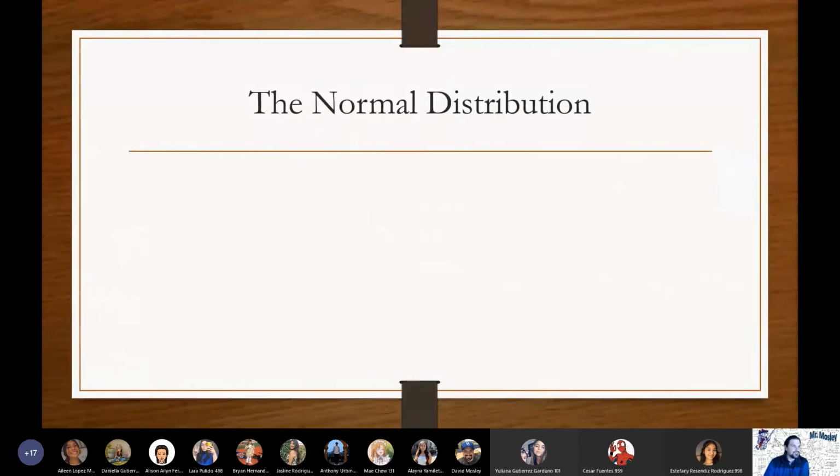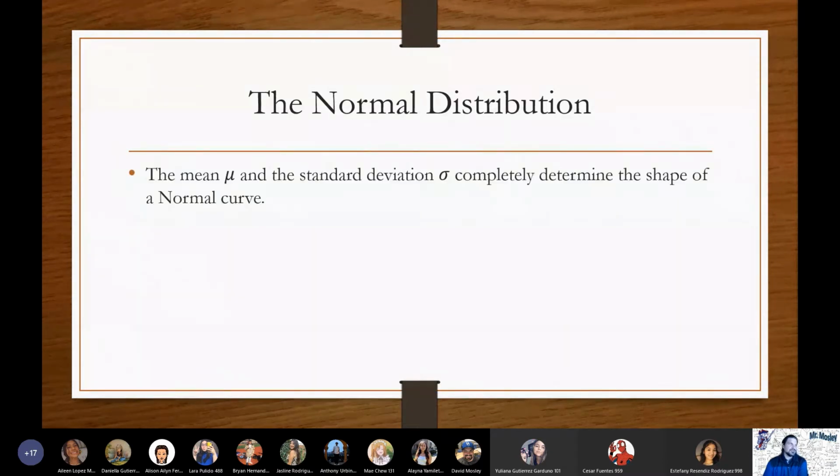All right, so the normal distribution. We jumped into this a little bit last week. In the normal distribution, the mean, that little Greek letter looks kind of like a U, but also kind of like an M. This little guy is mu, kind of like a little kitten. It says mu. And the standard deviation, sigma, completely determine the shape of a normal curve.